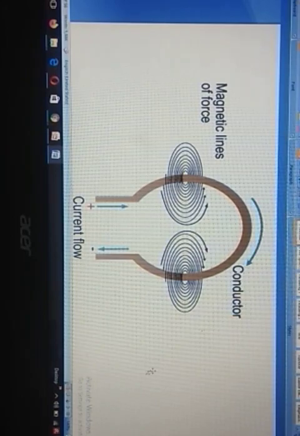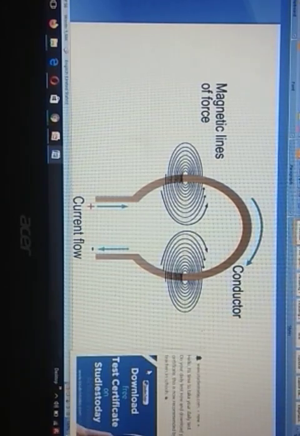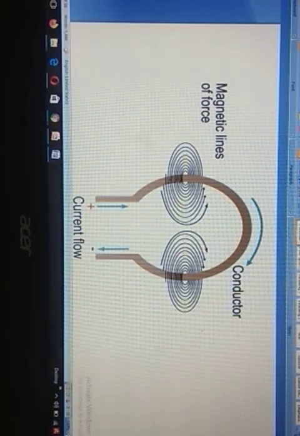The relation between the current and the magnetic field lines. If the current is flowing upward, the magnetic field line around a straight wire is always formed in the anti-clockwise direction, whereas if the direction of the current is downward, the magnetic field lines are always formed in the clockwise direction, and it is proved.